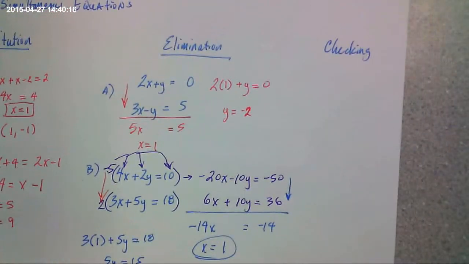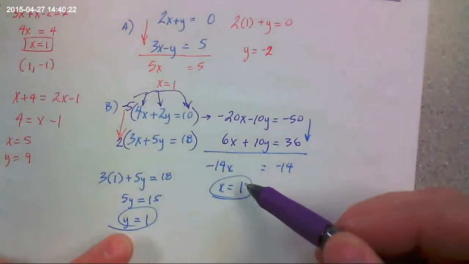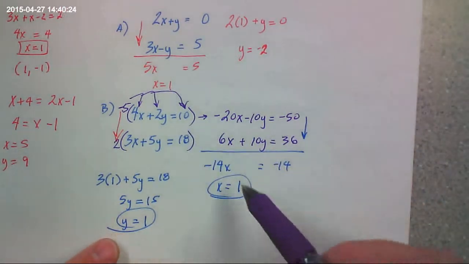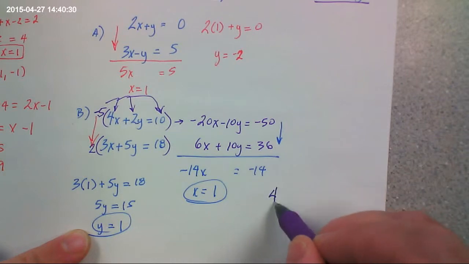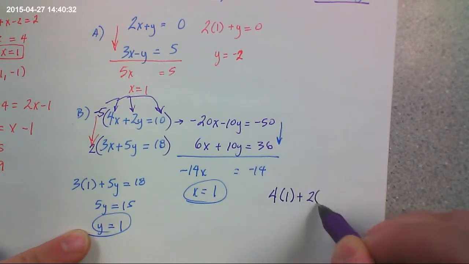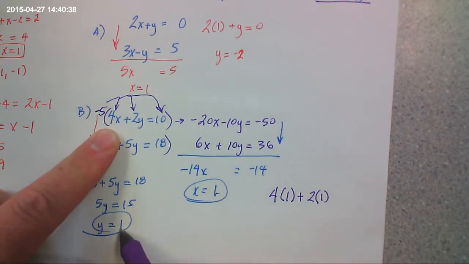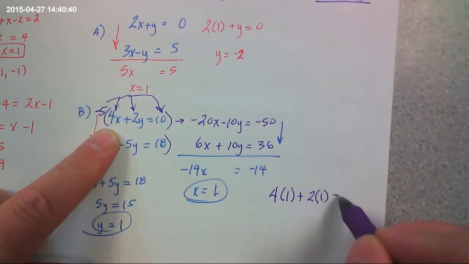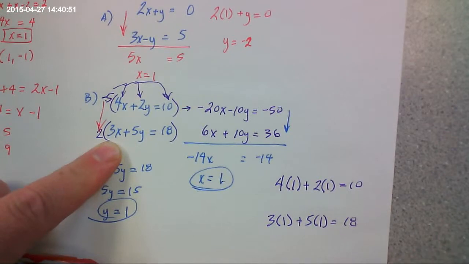Now last thing, checking your answers. This right here is only a solution to the system if both equations are true. So when I have both equations and they work, what I'm doing here is taking this equation and plugging in my solution for x and my solution for y. If that equals 10, and if this one works, that equals 18. If they both work, then I found the solution. If neither works, I'm wrong.